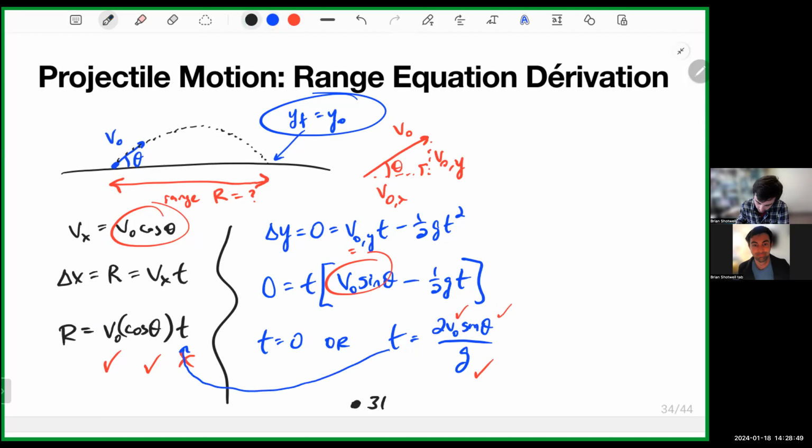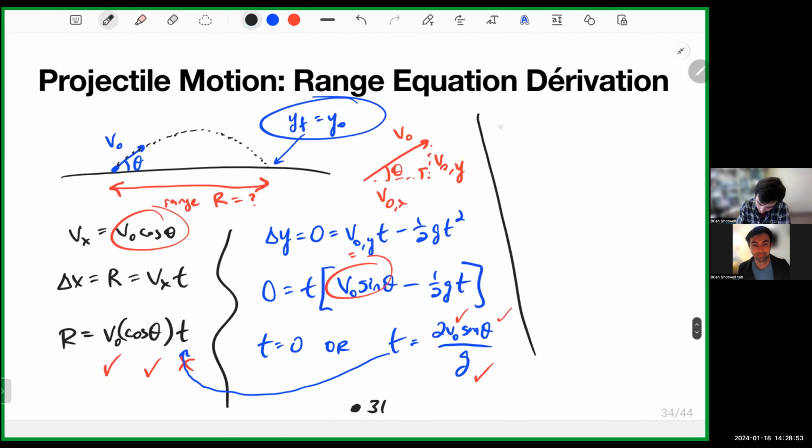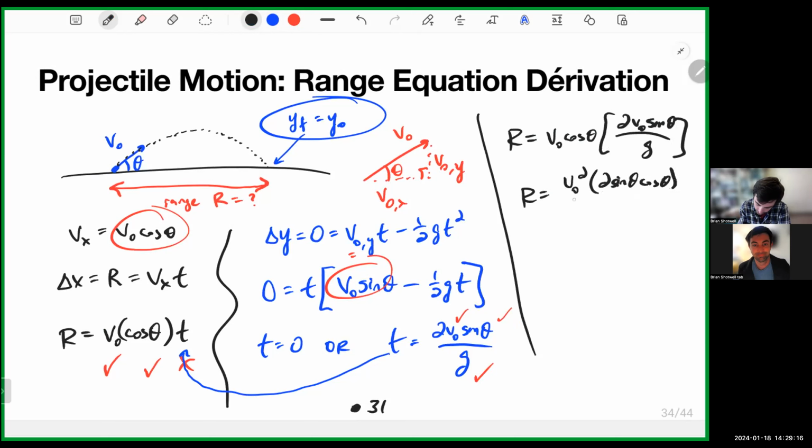So going back to the work that's in the black pen here, the range is v naught cosine theta times time. So time is 2 v naught sine theta over g. So you can write this answer a couple different ways. One way is v naught squared times 2 sine theta cosine theta over g. And we could be done.